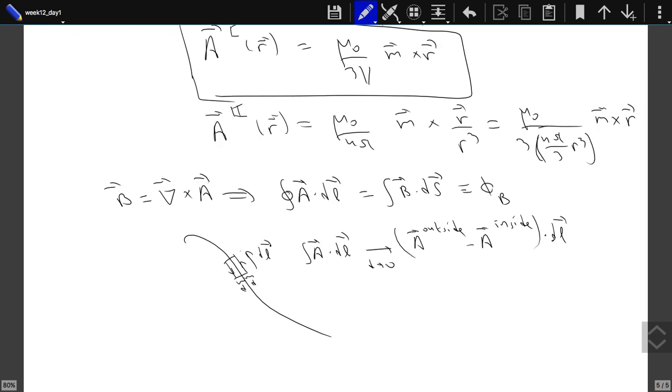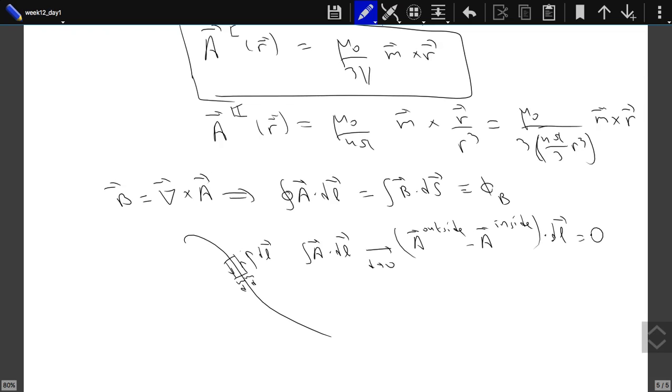But you see, the magnetic flux is just the B field times the area. When you take the limit d goes to 0, the area goes to 0. So unless B is infinite, phi goes to 0 in that limit. But if phi goes to 0, this should be equal to 0. So this tells me that the component of the vector potential parallel to the surface is continuous, not the perpendicular component.